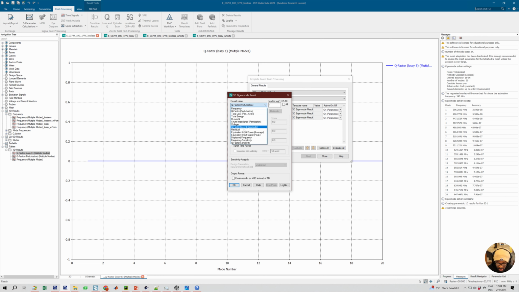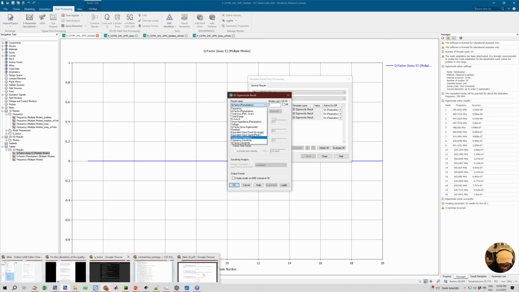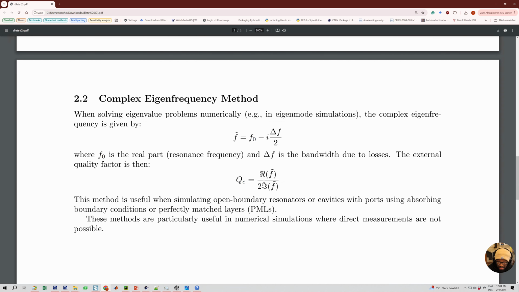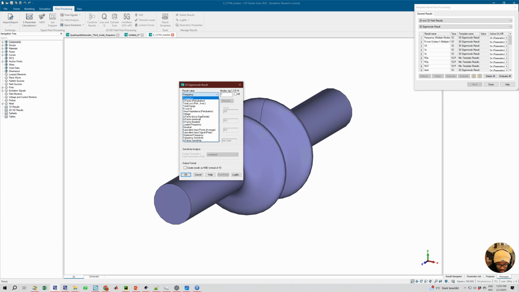So for lossy eigenmode, it's calculating the external quality factor using the real part and the imaginary part of the complex frequency, which arise from the lossy eigenvalue problem. Then for 2022, what you have is the Q factor lossy eigenmode. Then you also have Q factor external.